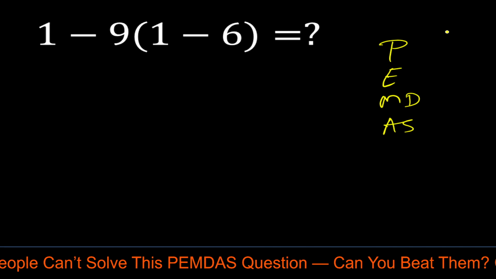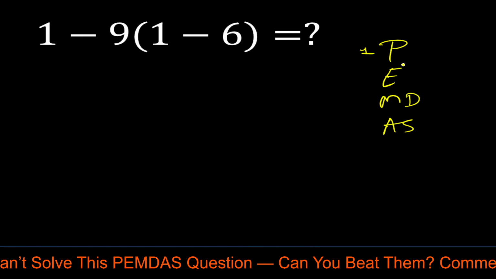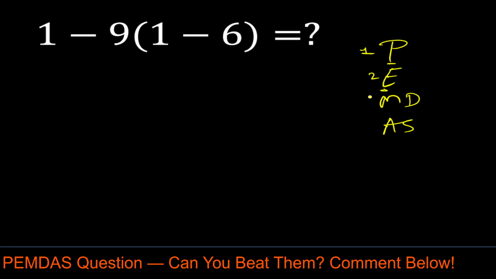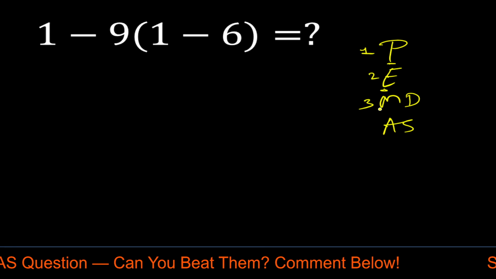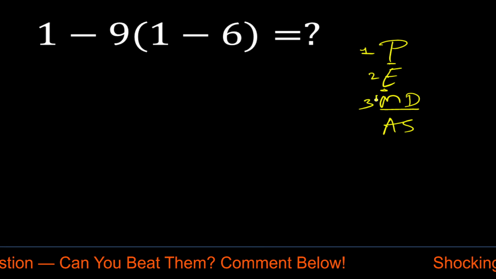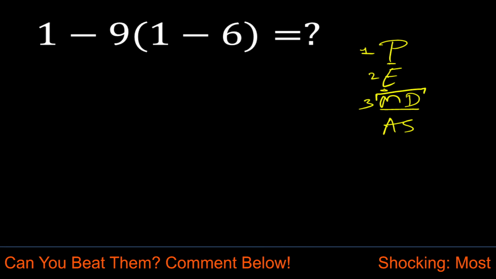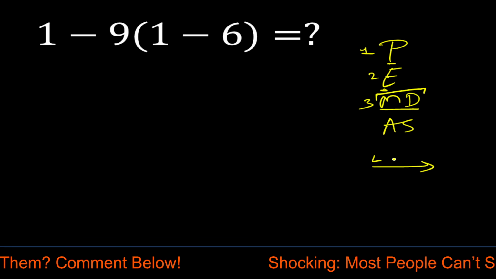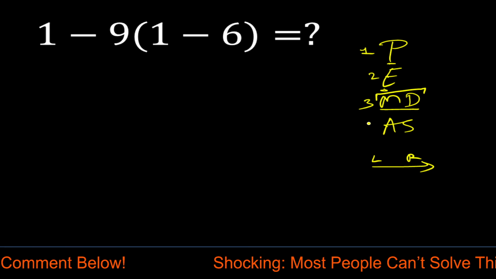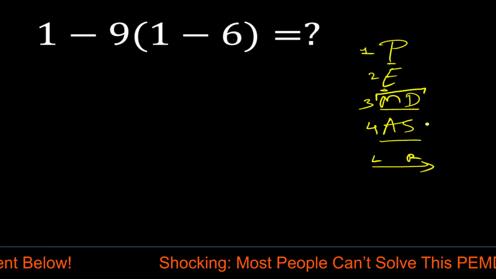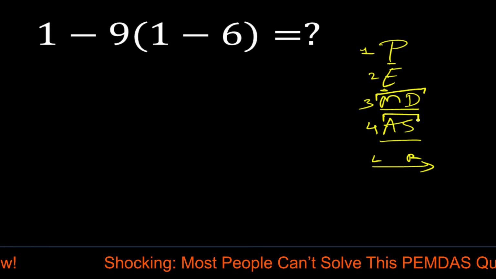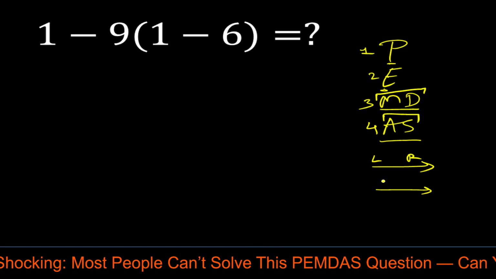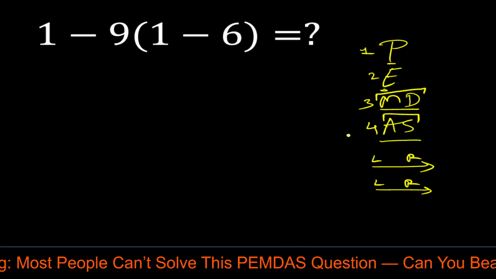P-E-M-D-A-S. According to PEMDAS rule, first priority is parenthesis, then second priority is exponents, then third priority is multiplication and division. Here multiplication and division both have equal priority, so we have to solve it from left to right. And fourth and last priority is addition and subtraction. Also addition and subtraction both have equal priority, so we have to solve it from left to right.